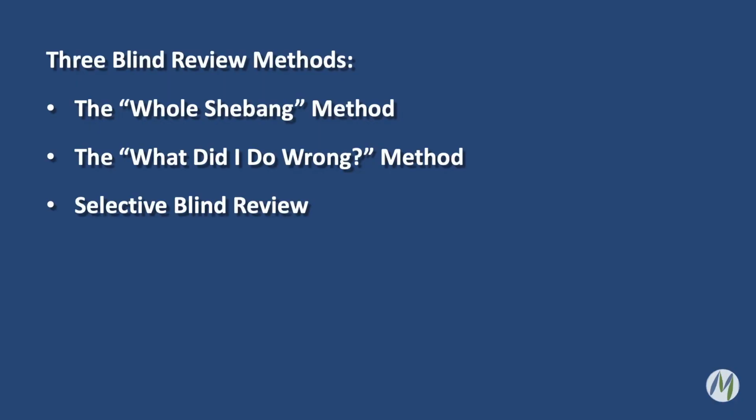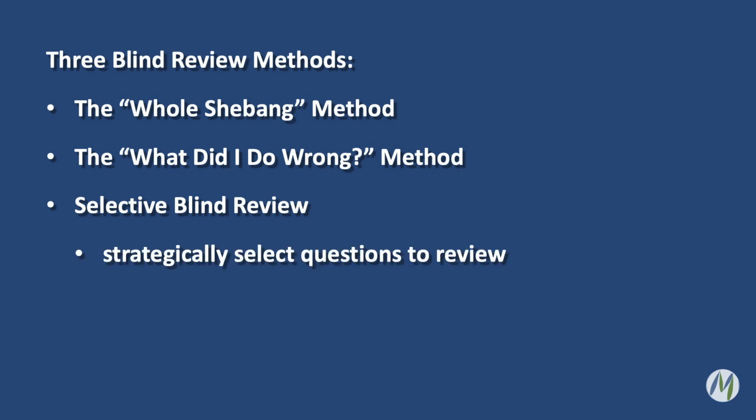This brings us to our third way of doing a blind review. It's what I'm going to call a selective blind review. With this method, you personally select the questions that you want to review. You don't have to review every single question, and you're not just going to focus on questions that you answered incorrectly. Ideally, when you do a selective blind review, like we said earlier, you won't even know which questions you answered correctly or incorrectly. You're going to do this before you even check your score.